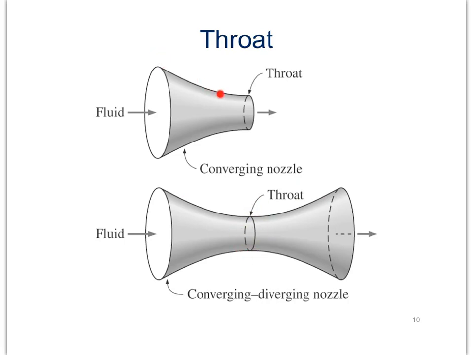In just a converging nozzle, it's just the smallest area. The throat is usually identified with the smallest area, especially in a converging-diverging nozzle, where you have subsonic but increasing velocity, and then supersonic with increasing velocity. That throat is where you're going to have sonic conditions, where the Mach number equals 1. All right, so I hope that example calculation was helpful.